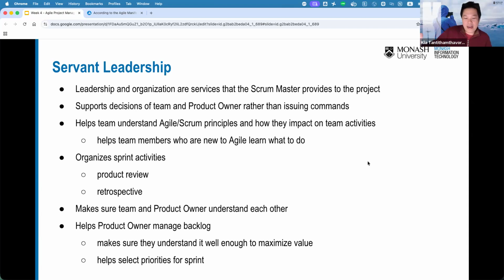Done? Okay. Servant leadership, what does it mean here? It's really about the leadership skill or the service that the Scrum Master wants to provide to the project. They don't demand, but the Scrum Master should work alongside everyone at the same level. They should not be a commander: you do this, you do that, why don't you do it? No, they should not do that. The Scrum Master should not speak like that at all.